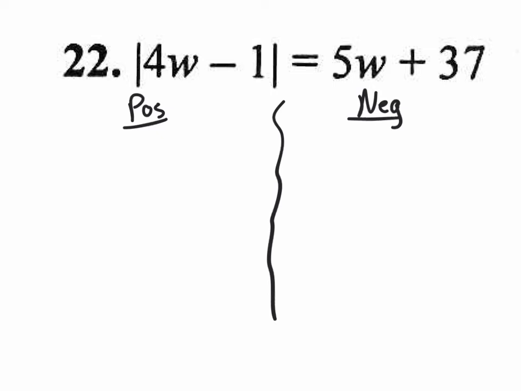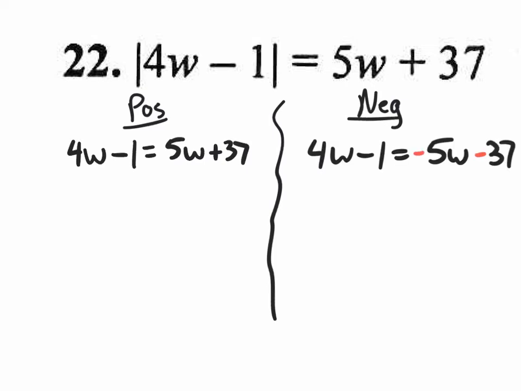Same thing without the absolute values. There it is, 4w minus 1 equals 5w plus 37. How about the negative situation? It's the same thing, but you just change the signs of the entire right side. It's kind of like multiplying that binomial by negative 1. All right, so let's solve both of these.